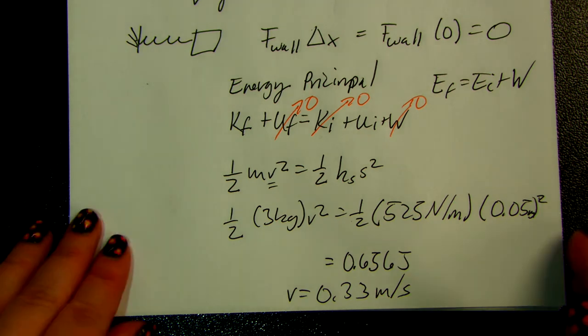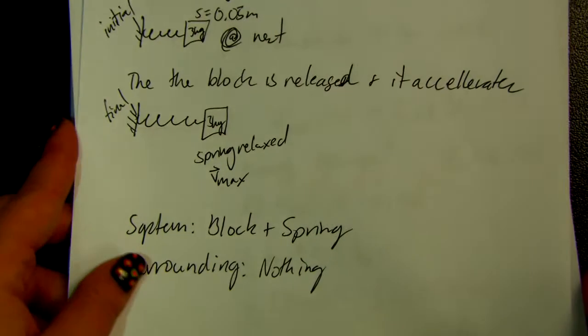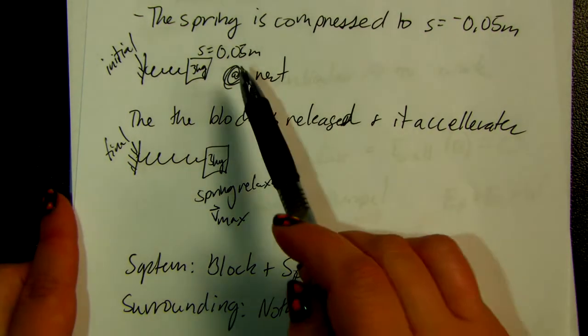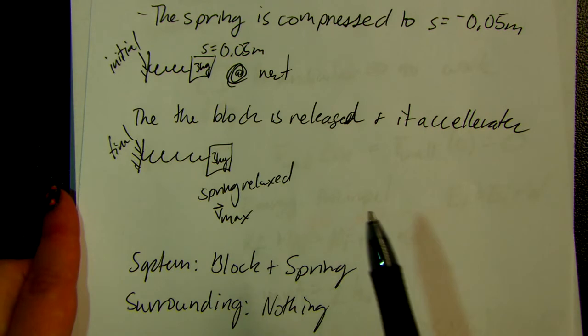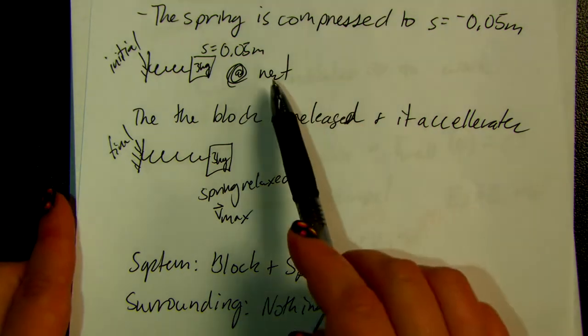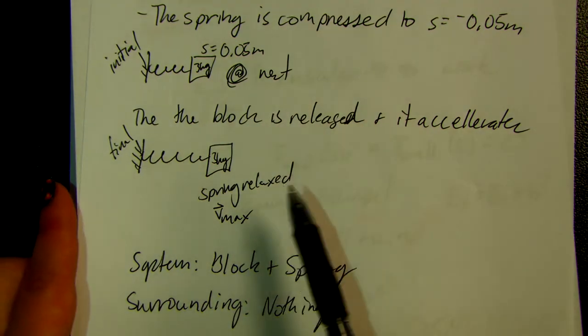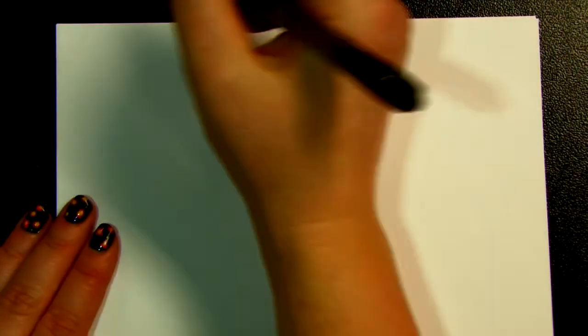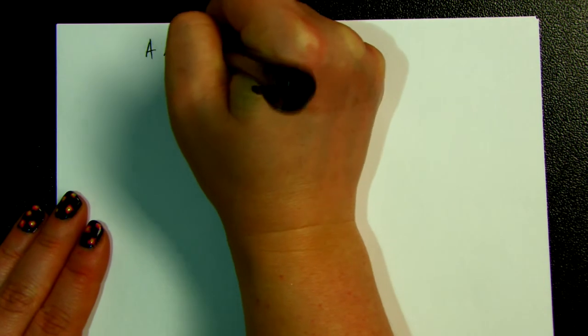Now let's kick it up a notch and look at a moving reference frame. Once again, these are the initial and final setup. Initially it starts at rest and compressed, and the final state is relaxed and in motion. Our system is the block and the spring. We have nothing in the surroundings. But now we have a moving observer, so a moving reference frame.